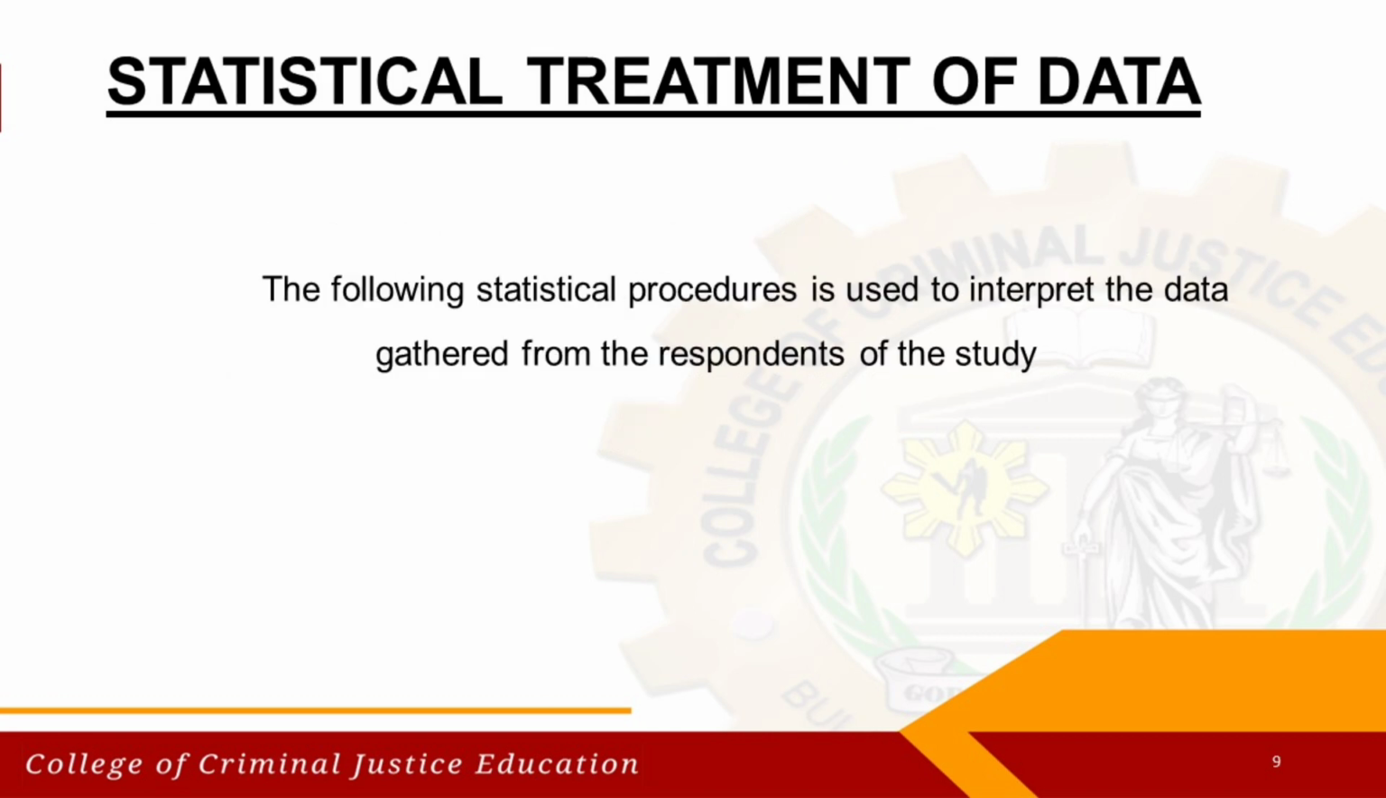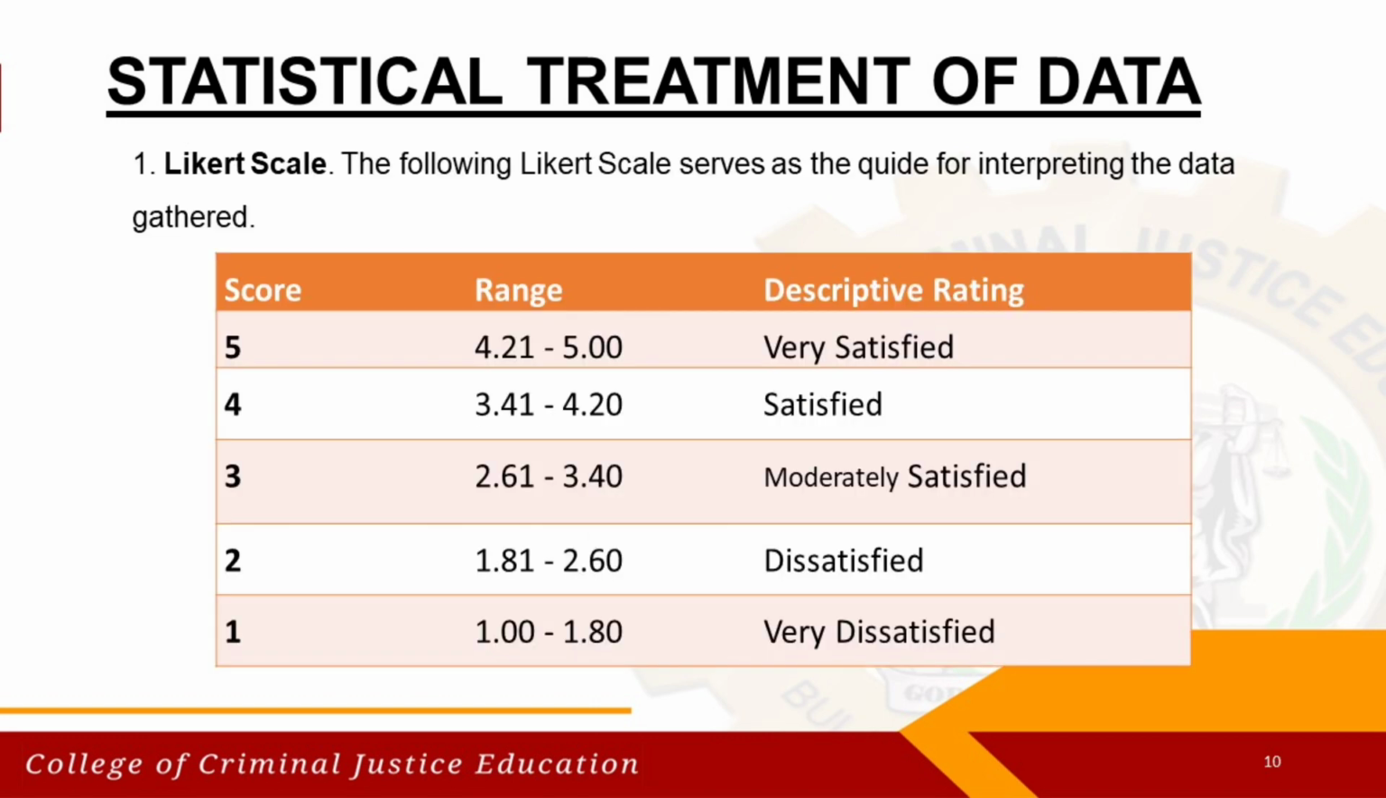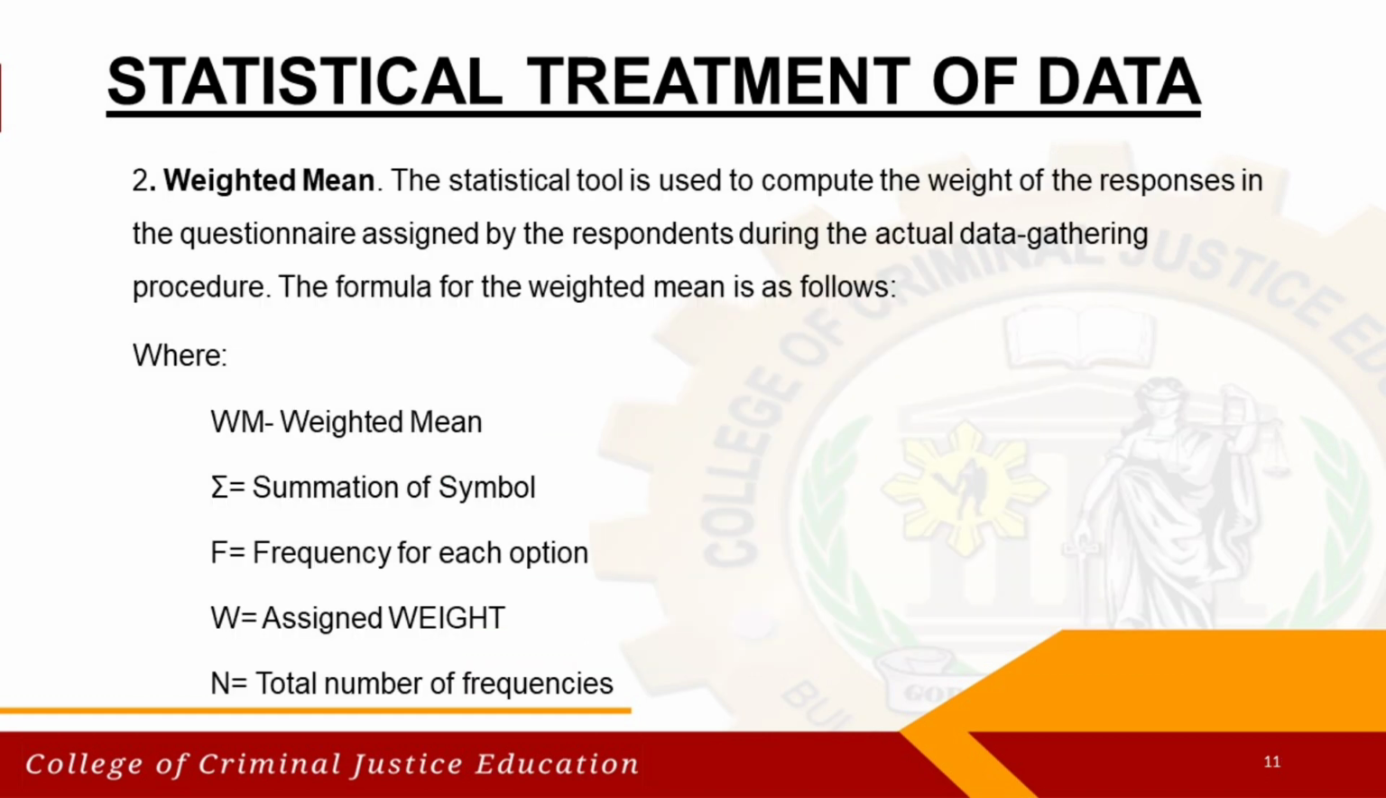This slide contains the statistical treatment applied in the study. The researchers used a 5-point Likert scale and the weighted mean formula to analyze the data. The Likert scale has a corresponding range and descriptive rating for each score. As shown in the table, the formula for finding the weighted average is the sum of all the variables multiplied by their weight, then divided by the sum of the weights.